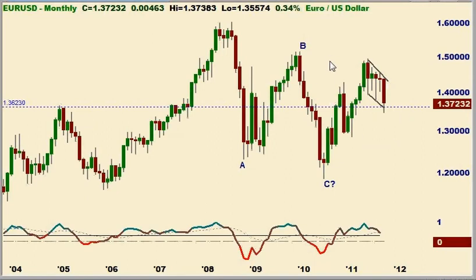Again, long-term picture, folks are calling this an impulsive decline in the euro, and I just don't see it. If you look back to the 2008 high, we have a clear ABC, and the current decline, I think, best counts as a bull flag, and not as an impulse, at least so far.